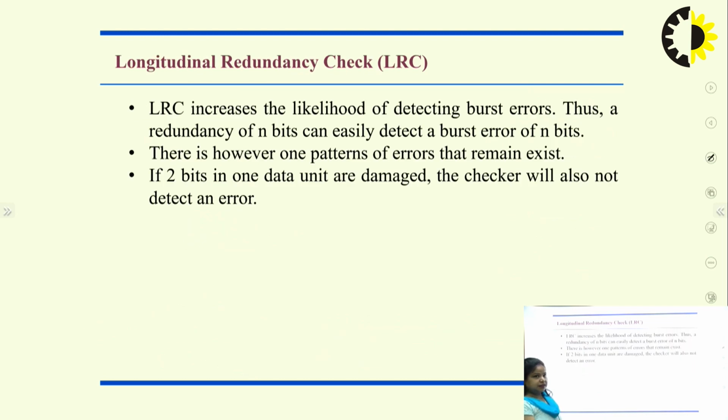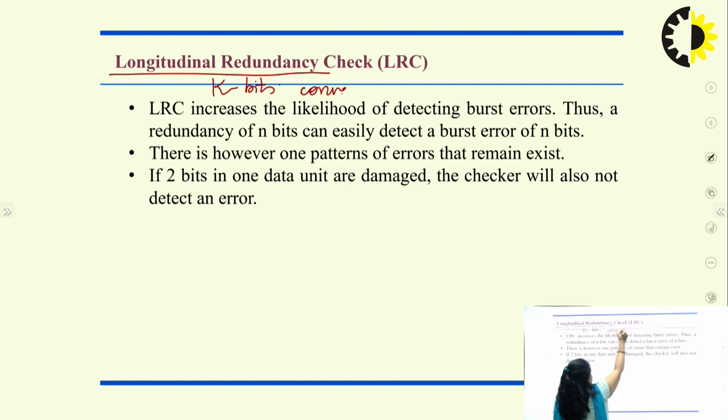Now after that, the second method is called longitudinal redundancy check. Whenever I am talking about a longitudinal redundancy check, there is a block of k bits. Remember one thing, whenever we are talking about longitudinal redundancy, basically it gives more complexity. So due to which, if we have data of k bits, in that case what we have to do, first of all, is convert it into rows of equal size.